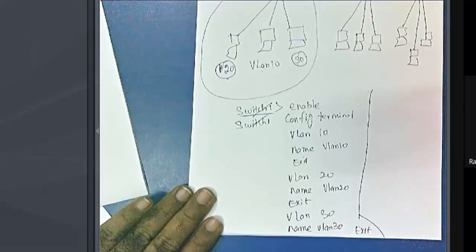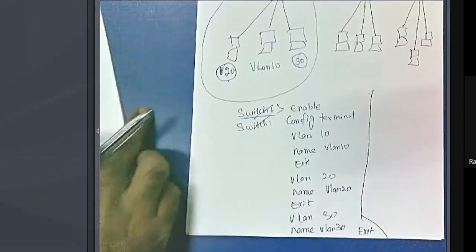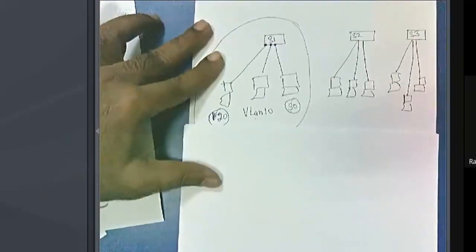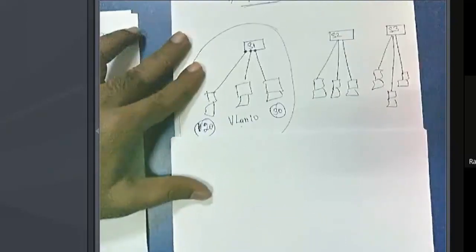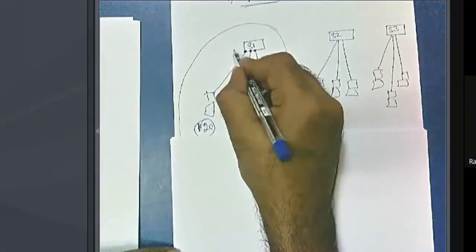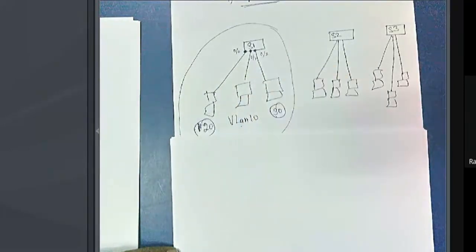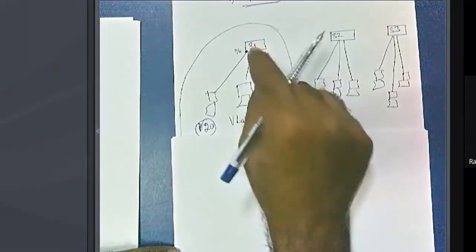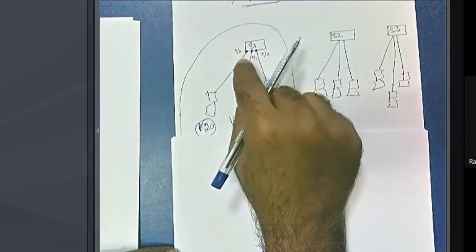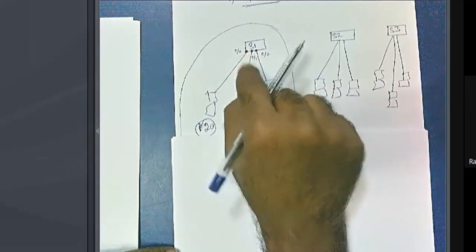Now, what is the next step? The next step is you have to assign the interface for each VLAN. That is a very, very important one. You can see, assign the interface. So how can you assign the interface? Let it be FastEthernet 0/1, 0/2. In the exam, if they have given the interfaces, you can use the same interface. But if they have not given, you can use anything.